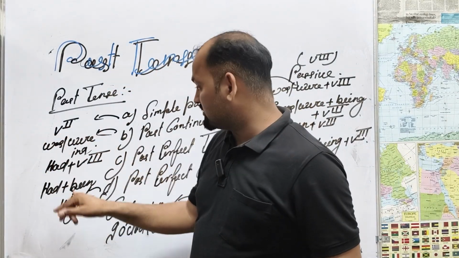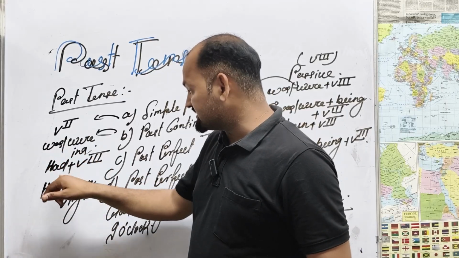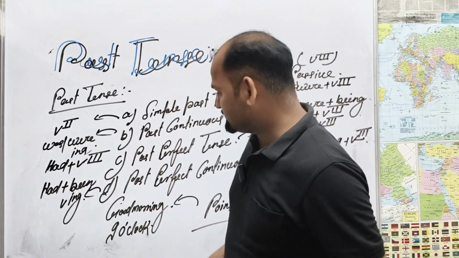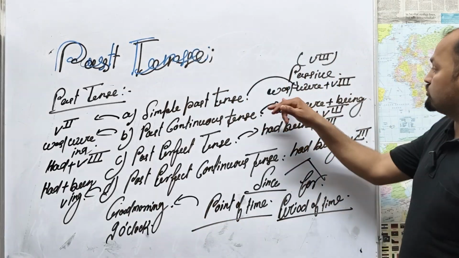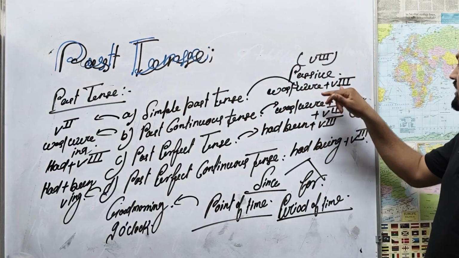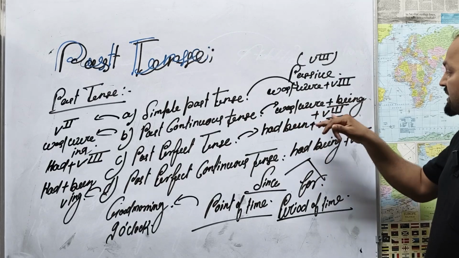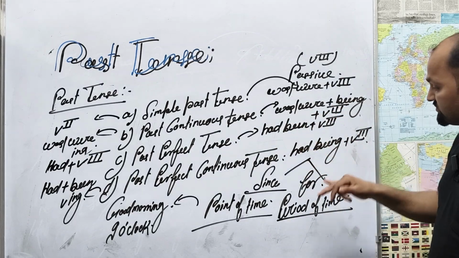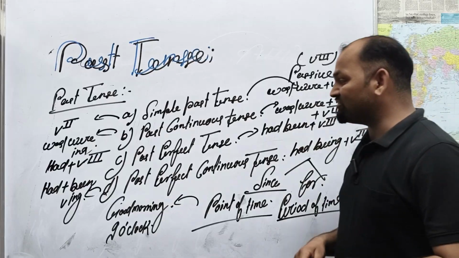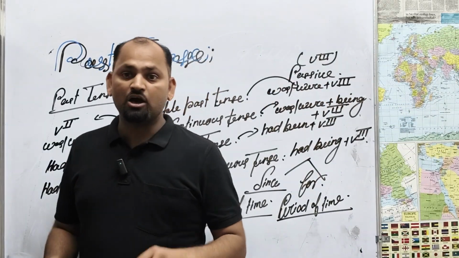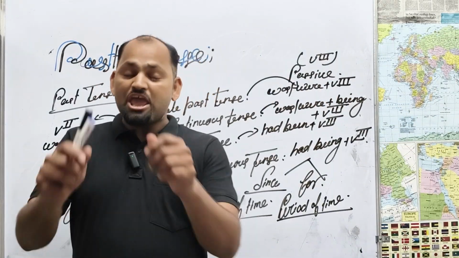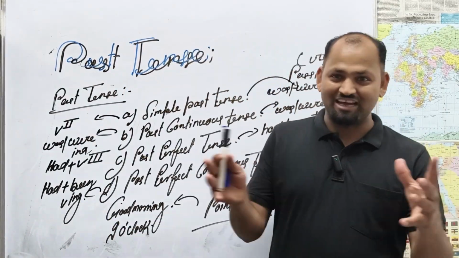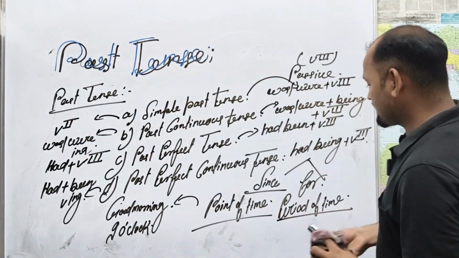First, verb second form. Second, was plus verb ing, had plus verb third form, had been plus verb ing form. In passive, I told you was plus verb third form, was, were, being plus verb third form, had been verb third form, had being plus verb third form, along with that since and for. Are you understanding it? If you understood, I will give the examples. Let's try to attempt it. Okay.